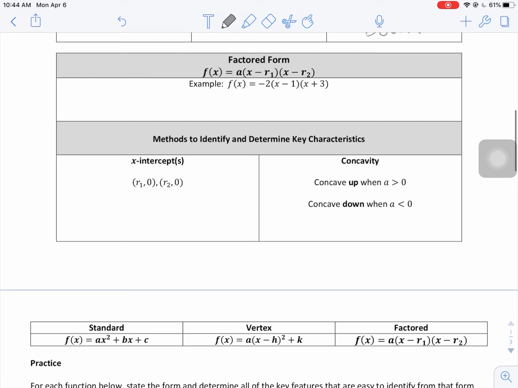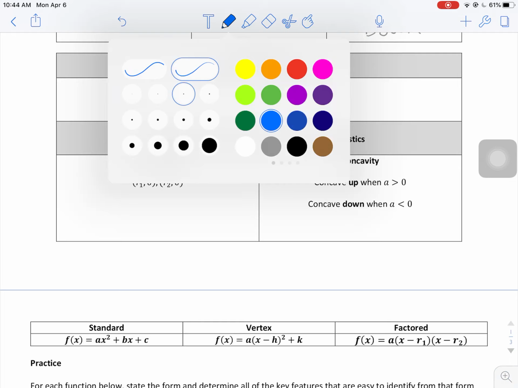Last form, factored form. The generic form is a times x minus r sub 1 times x minus r sub 2. So let's label our a value and our two r values. So a is the number in front. So right here, a is -2.